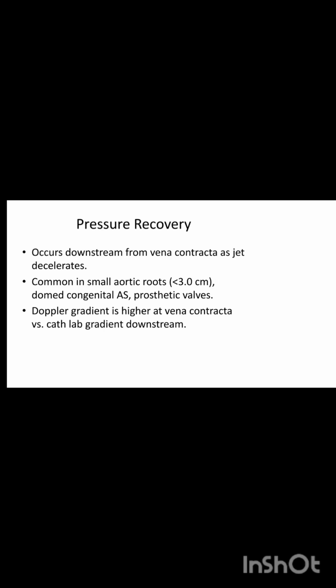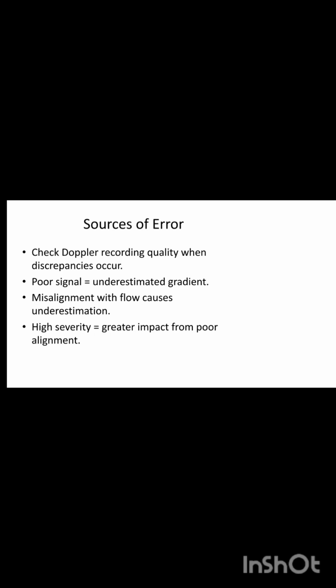The pressure recovery occurs downstream from the vena contracta as the jet decelerates. At the vena contracta, the jet accelerates, so the velocity is high, and downstream the jet decelerates, so the pressure recovers from the peak. This is common in small aortic roots less than 3.0 centimeters, dome congenital AS, and prosthetic valves. The Doppler gradient is higher at the vena contracta versus the cath lab gradient downstream.